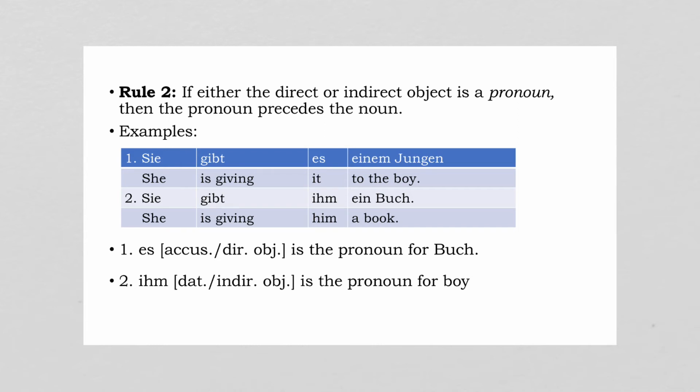Okay, example number 2, sie gibt ihm ein Buch, okay? So she is giving him a book. All right, so ihm is in the dative case, okay? To him, it's answering the question, to whom, right? She's giving the book to him. And it's an indirect object, okay? It's the pronoun here standing in for boy. So here again, we have the pronoun preceding the noun. Ihm is coming before ein Buch. So that's rule number 2.